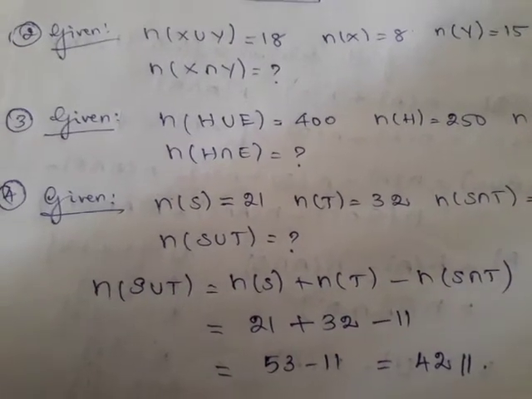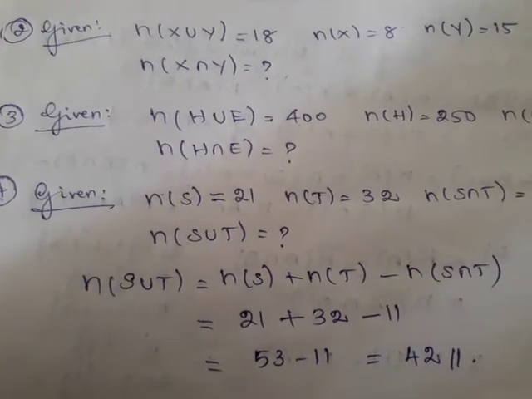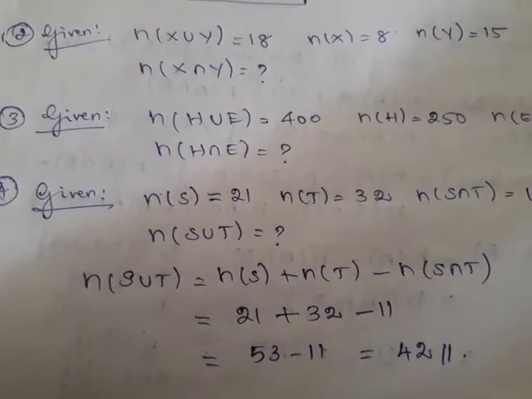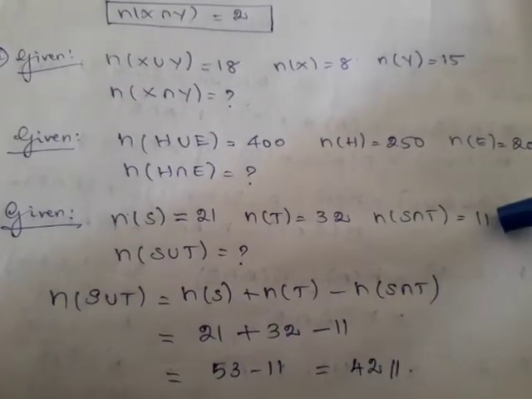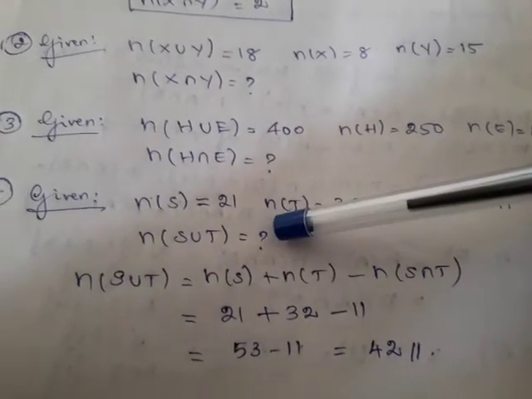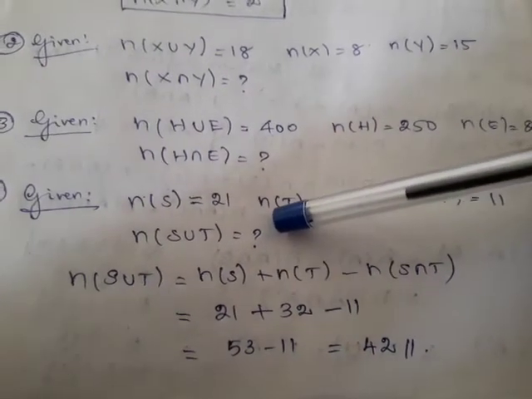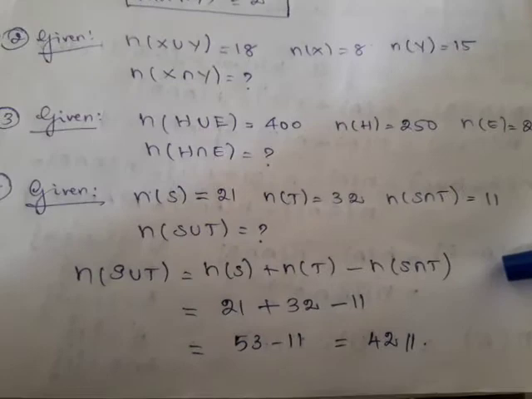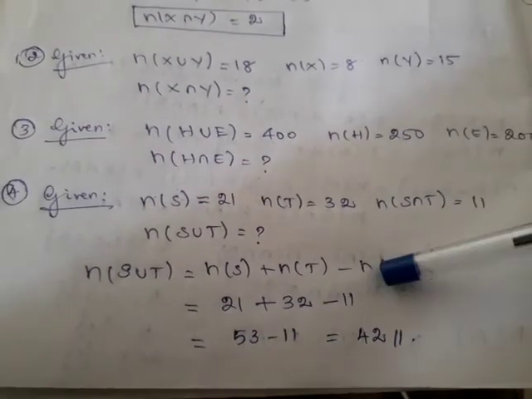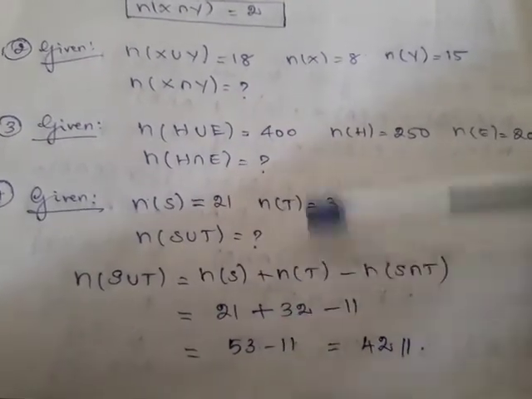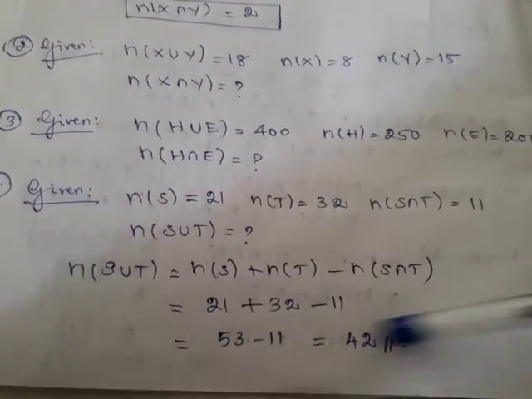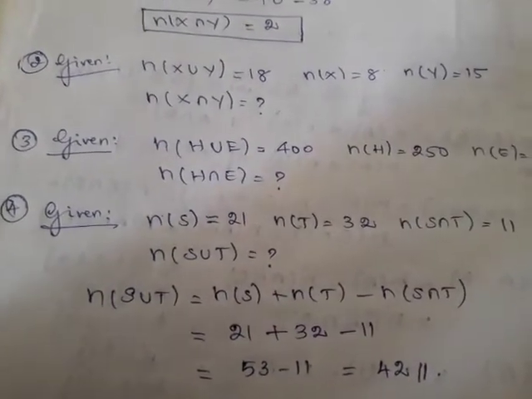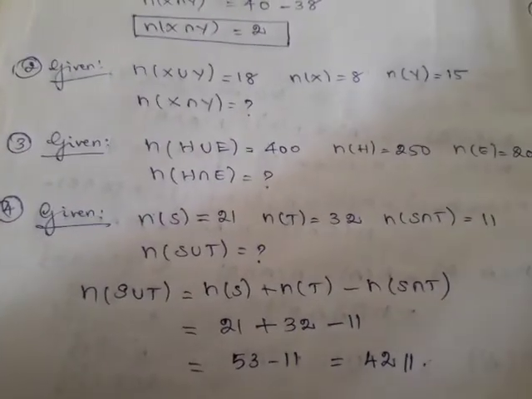Let us move on to the fourth problem. If S and T are two sets such that S has 21 elements, T has 32 elements. Here S intersection T has 11 elements. They have given you S intersection T, they asked you to find union. Nothing different. The same relation. In previous problems we found the intersection, so we brought all the elements to the other side, but here directly solving, you can directly find the answer. Hope you can follow.